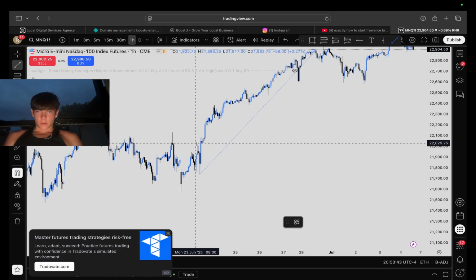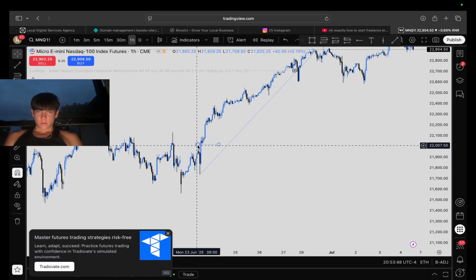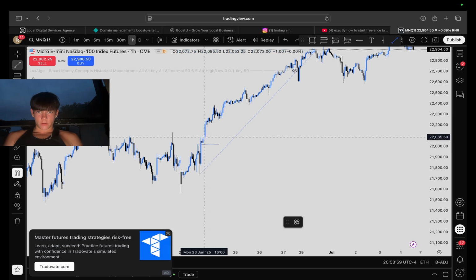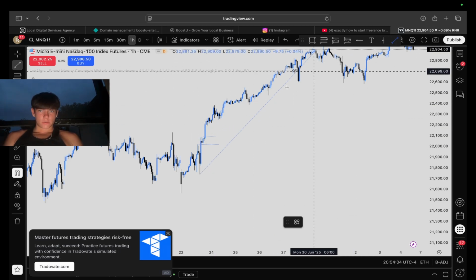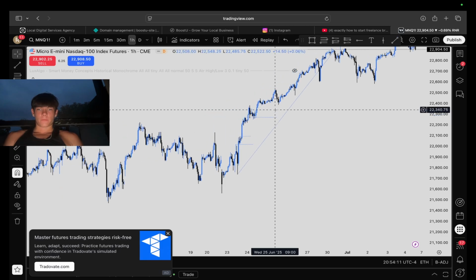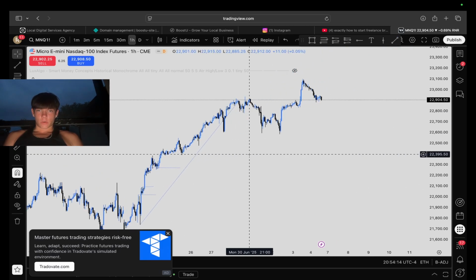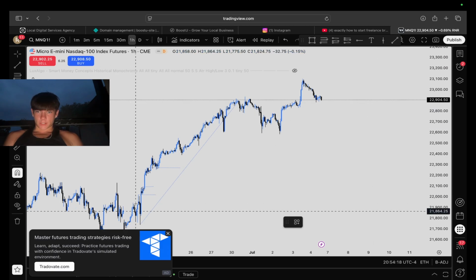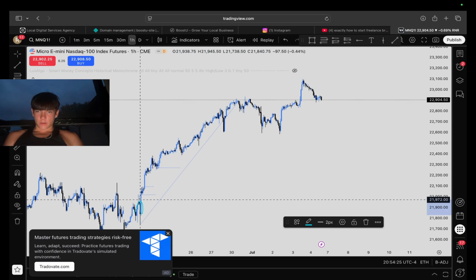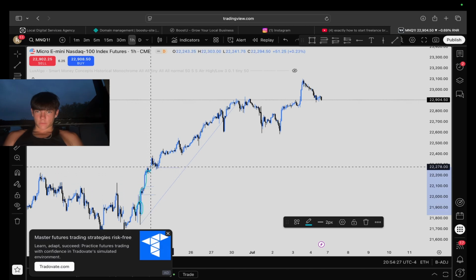And once we find that, we can see a break of structure right there. This move up and that move down, creating another high. Another break of structure. This move up, this move down, create another high, and another break of structure. We can see all of these highs and all of these breaks of structure.